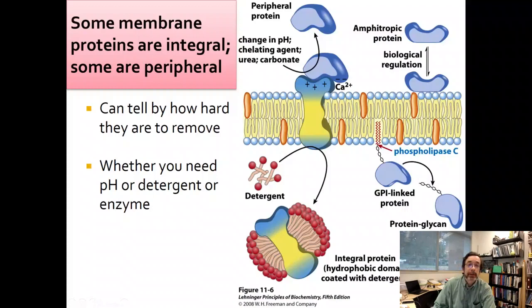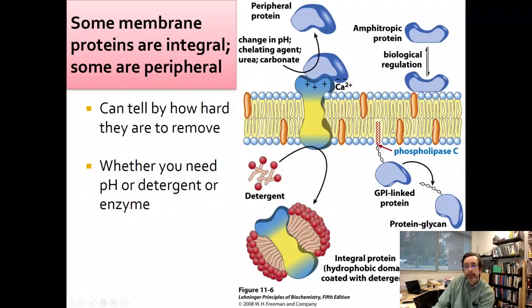If you try all these things and it doesn't come out of the membrane, then you're starting to think it might be integral. The only way to really get an integral protein out of the membrane is to add a detergent. And remember that we talked about that way back in the X-ray crystallography lecture, that you had the Nobel Prize for the person who figured out a detergent can act as a surrogate membrane, and it can surround and solubilize an integral protein. So that's the key. What kind of chemical does it take to get that protein off?